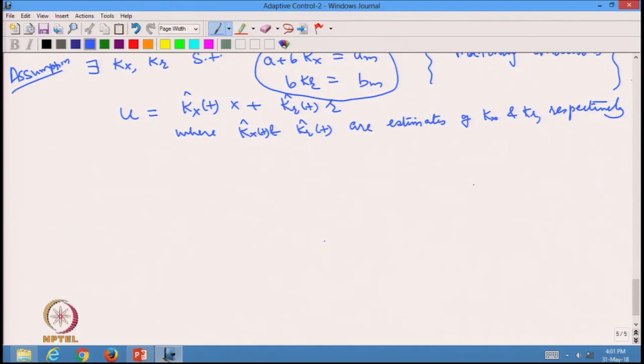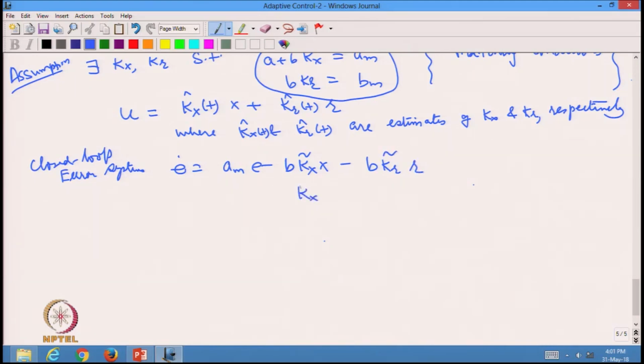Okay. So, with this as a controller, when we substitute the controller in the dynamics, the closed loop error system becomes E dot is equal to A m E minus B k x tilde x minus B k r tilde r. Here k x tilde is simply k x minus k x hat of t, and k r tilde is k r minus k r hat of t. These are the parameter estimation errors.